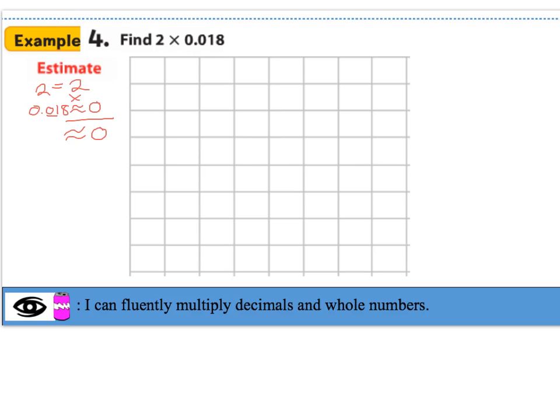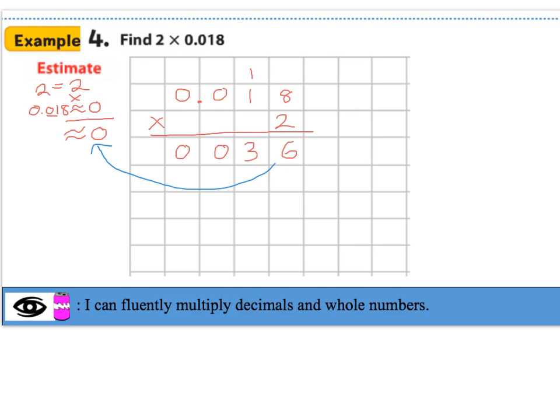Alright, so now that I found my estimate, I want to find the accurate answer. So using the grid, I'm going to take the number that has more digits and put it on top. And I'm going to multiply it by 2. If you notice, I'm not lining up any decimals because when you multiply, you just multiply each column. So I'm going to multiply 8 times 2, that's 16, carry the 1. 2 times 1 is 2, plus 1 is 3. 2 times 0 is 0, and 2 times 0 is 0.